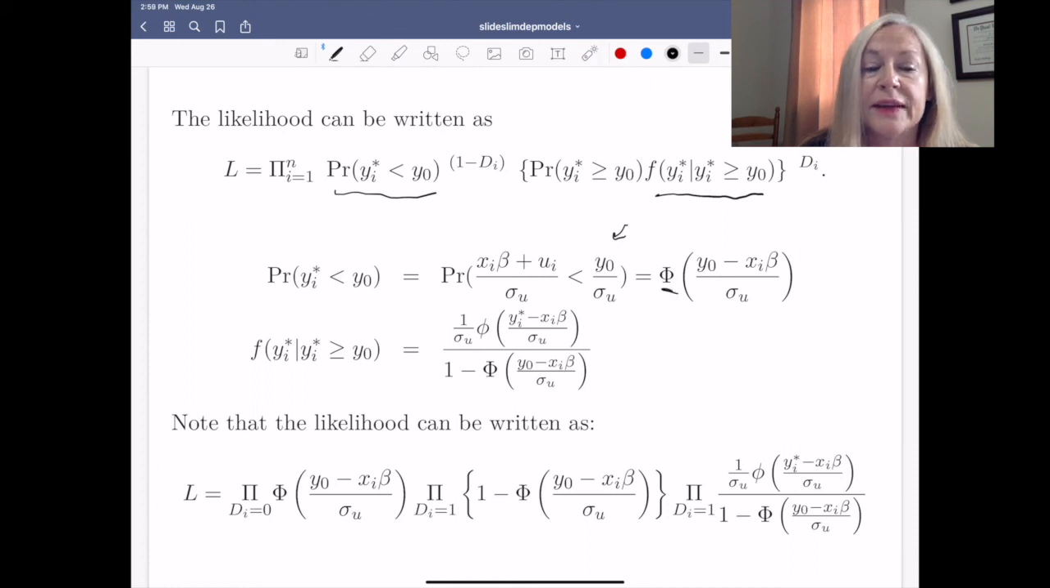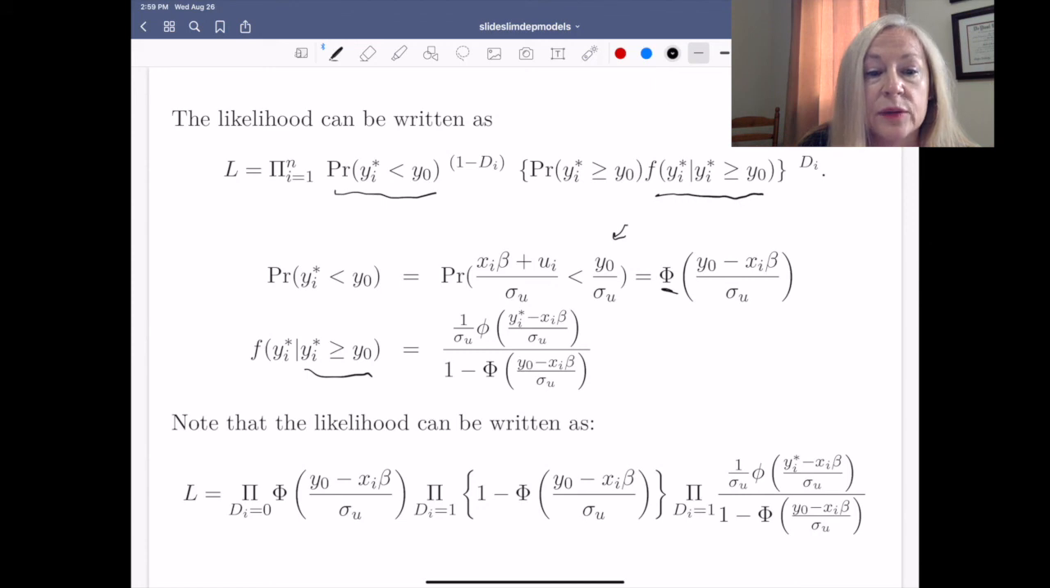Now, for the people that actually bought the good, you see what yi star is. So you see more, so we need the density. And it's a conditional density because it's conditional on having purchased the good, which means that yi star is greater than or equal to y0. So this is the conditional density. Note that the denominator here is actually this probability. And this density integrates to 1.